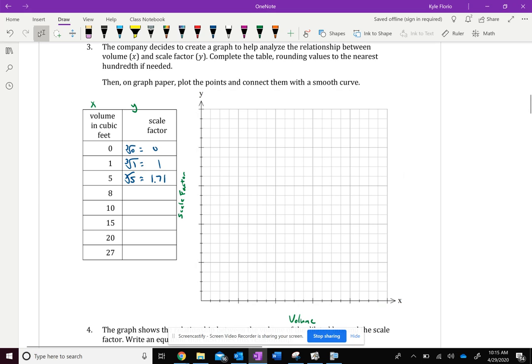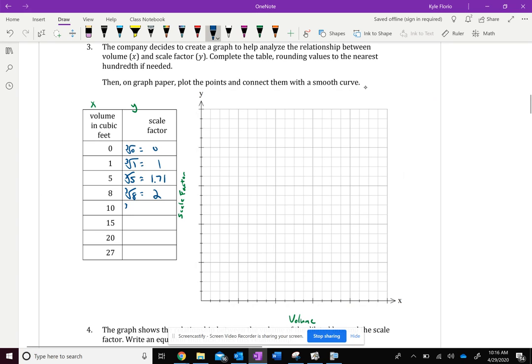Okay. If you have your iPhone calculator, you just hold it to the side. There's a cube root button right there. It's almost in the middle of the phone when you hold it sideways. If the volume is 8, then the scale factor is the cube root of 8. I can do that one in my head. 2 cubed is 8. 2 times itself, 3 times is 8.